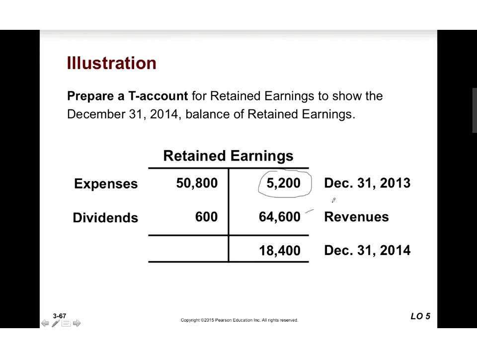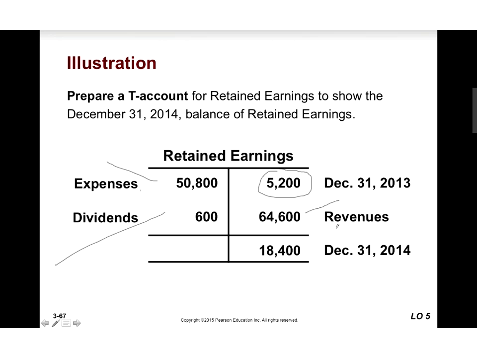Then we closed revenues. Then we closed expenses, and again, these were the entries to retained earnings. So we credited retained earnings for revenues as $64,600. We debited expenses of $50,800 to retained earnings, and we debited dividends. So when we're all done with that, we can add the $50,800 and the $600 together, and then we add the $5,200 and the $64,600. We take the total of the two sides. The difference between the two sides is $18,400, and it goes on the side that's greater. So this is a credit balance of retained earnings.